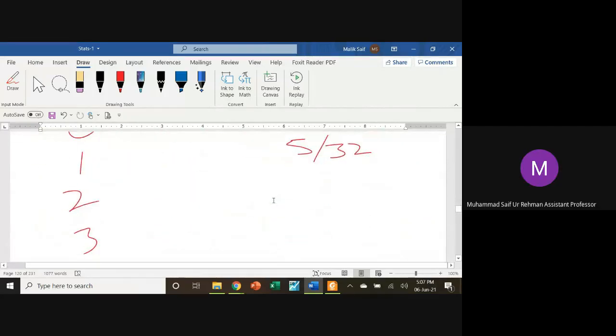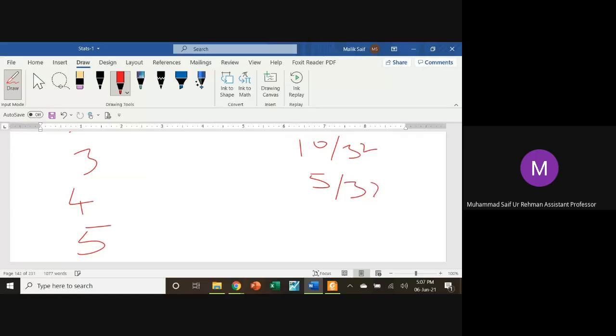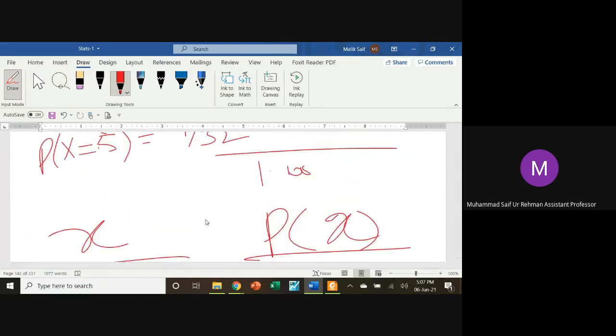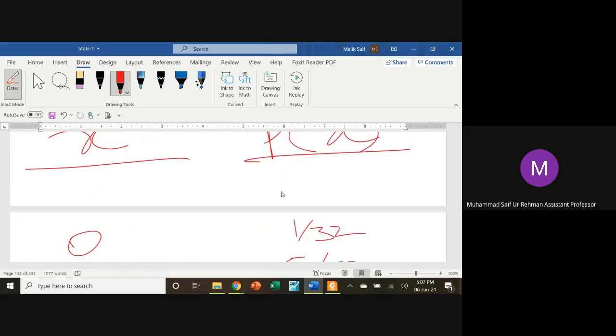Yes, this is the table. 5 by 32. For 2 it was 10 by 32. For 3 it was 10 by 32. For 4 it was 5 by 32. Thank you. And 1 by 32. So the answer was 1. So this is the probability distribution table basically in this format, x and p of x. So we have basically distributed the probabilities in this case.